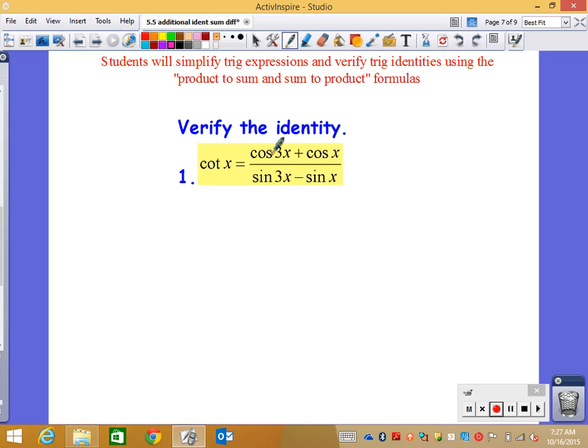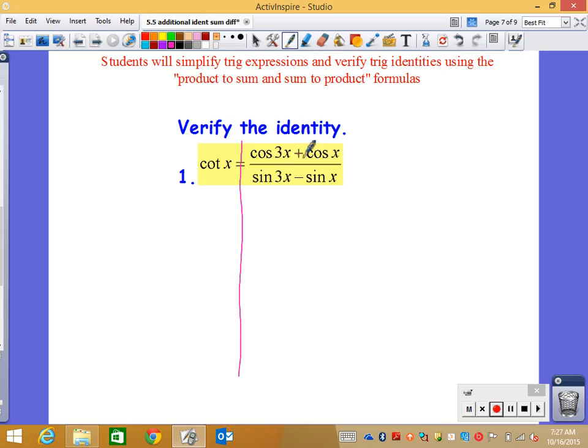So right away, I'm just going to deal with the right-hand side because I really don't know what to do with cotangent. I could write it as cosine over sine. However, that's not going to get me to this crazy sum stuff here. So let's deal with the right-hand side. So I'm still going to draw my line, however, I'm dealing with the right-hand side now.